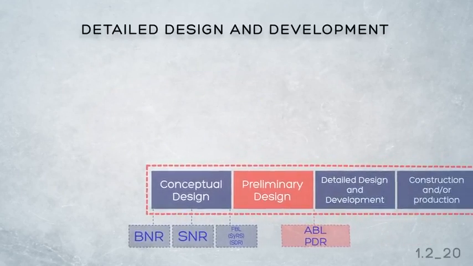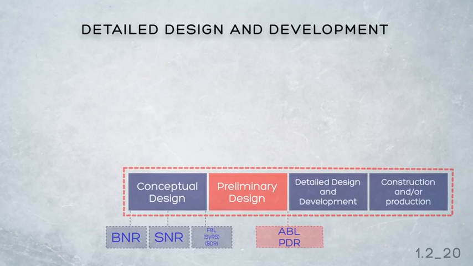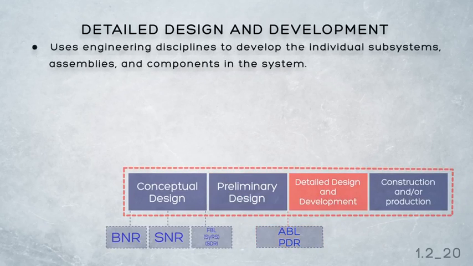Now, the allocated baseline we developed in preliminary design is the start point for the detailed design and development, which is where traditional engineering is undertaken, to provide a complete development of the individual subsystems, the assemblies and the components that go to make up the system. At this level, we do engineering prototypes and we confirm the system design by test and evaluation.